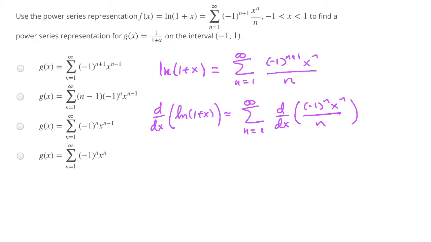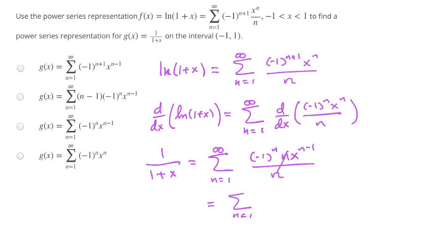So on the left-hand side, we take the derivative of natural log. We have 1 over 1 plus x. And on the right-hand side, we have our sum, n equals 1 up to infinity, of, we use the power rule, so we've got minus 1 to the n plus 1 times x to the n minus 1 over n. And so what happens, our n's cancel out in this case, so we have a power series, n equals 1 up to infinity, of just minus 1 to the n plus 1, x to the n minus 1. And so this gives us our new expansion for our function 1 over 1 plus x.